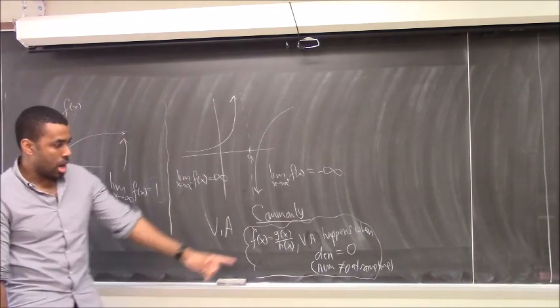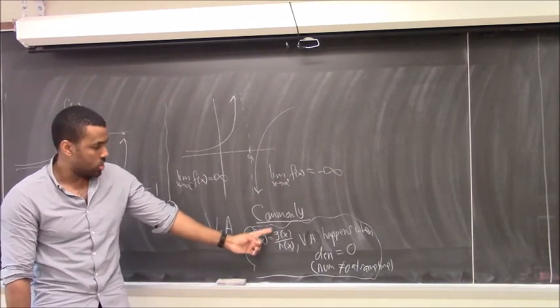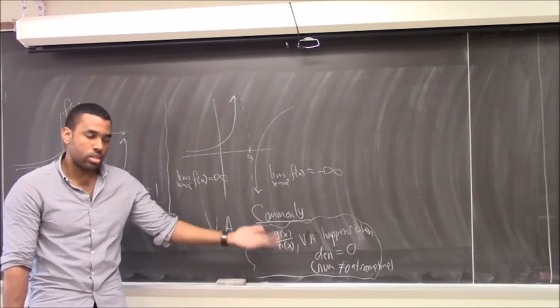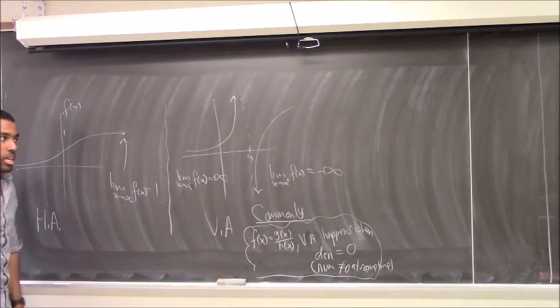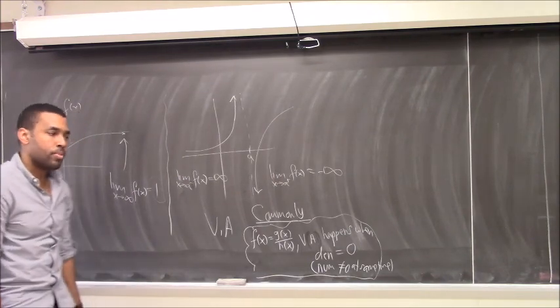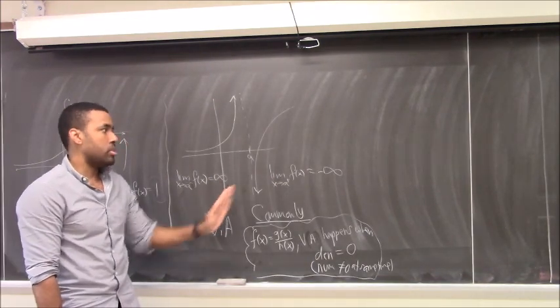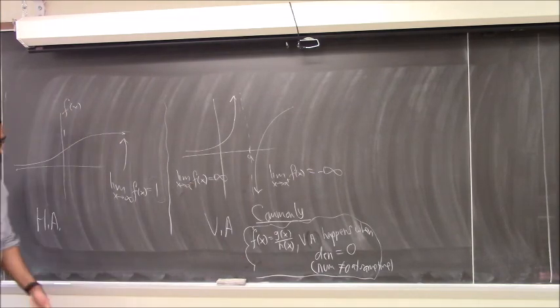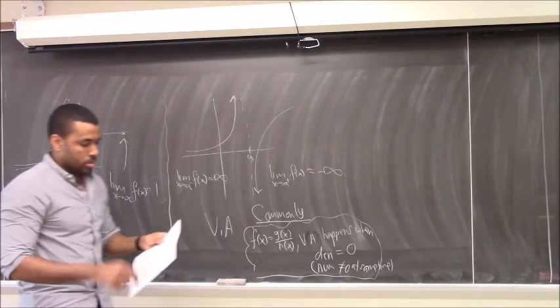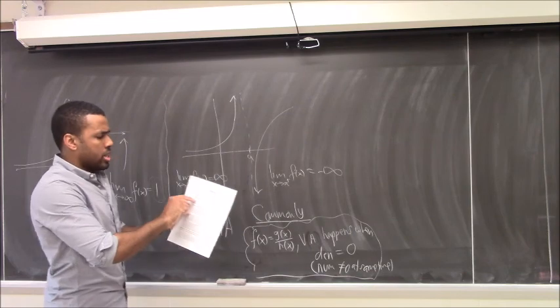And so a common way to find where a function is undefined is, if it's a fraction, where the denominator is going to be 0. That's usually where an asymptote will happen. If it's a radical, at the point where you start to hit negatives, that's where the asymptote will happen, and so on and so forth. Okay? So we'll look at that when we do it.